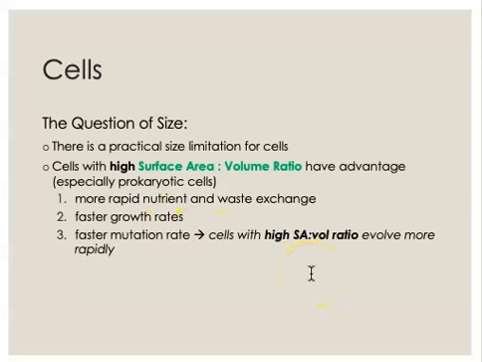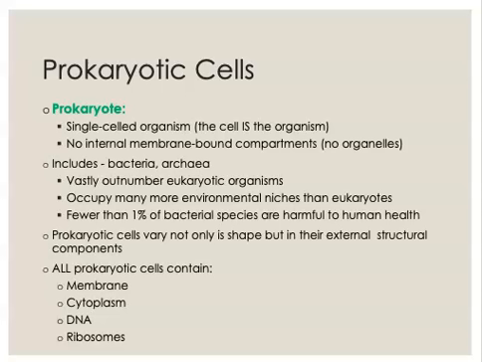Cells with a high surface area to volume ratio have a higher mutation rate, and therefore they evolve more rapidly compared to cells with a lower ratio. And this rapid evolution, of course, is advantageous to that particular type of organism. All right, we're going to switch gears now and talk more specifically about the details of prokaryotic cells.